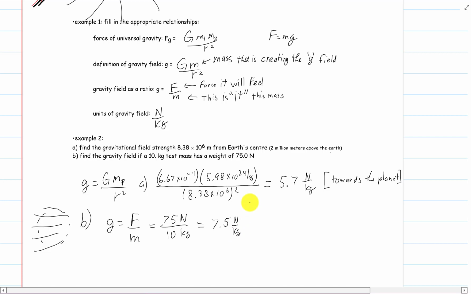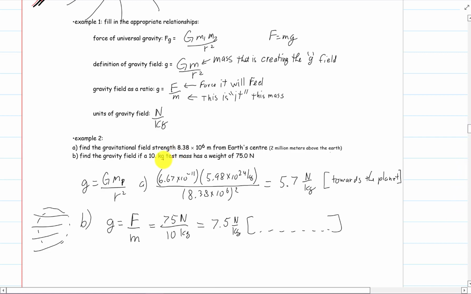That's nice. It would be nice to have the direction too. Okay, towards the object that's creating the G field. If you were worried about it, you'd give a direction as towards the object that's creating the G field. Okay, that was 6 minutes and a quick review of gravitational field strength.